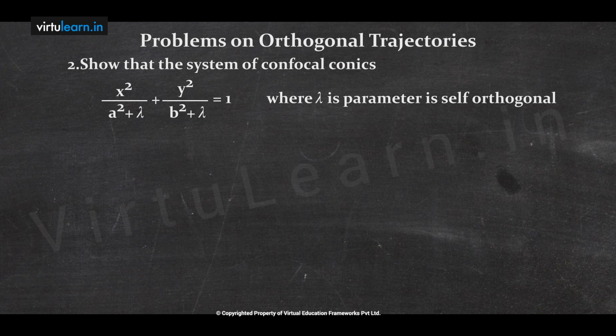Means you have to show that this system of equations x square by a square plus lambda plus y square by b square plus lambda is self-orthogonal. Self-orthogonal means that after eliminating the arbitrary constant, we get one differential equation. Then after getting the differential equation, we need to substitute dy by dx by minus dx by dy, means replace dy by dx by minus dx by dy.